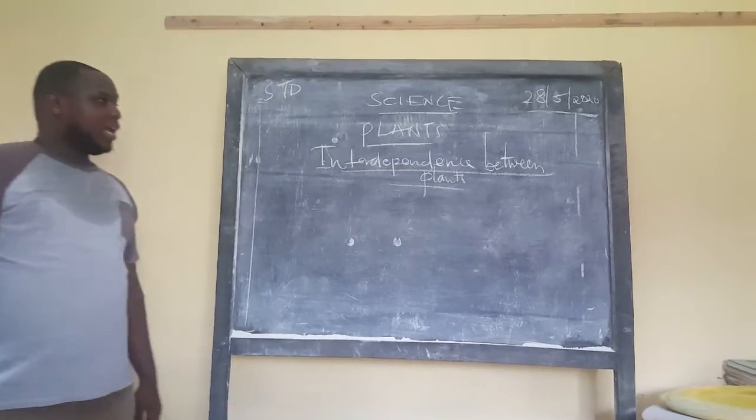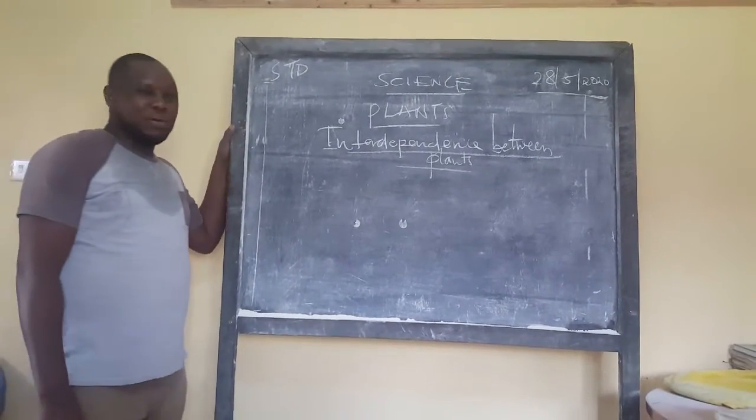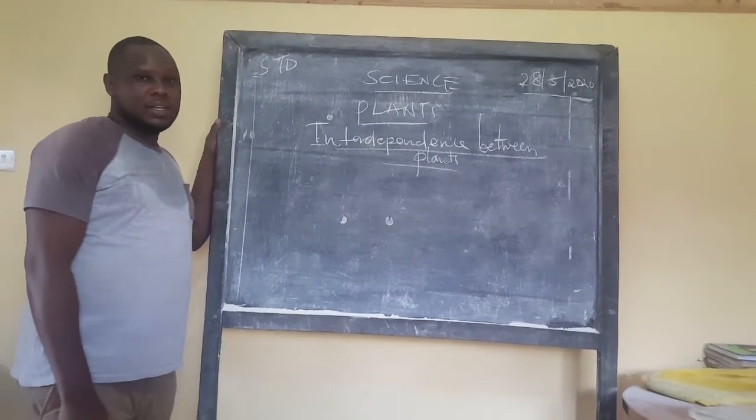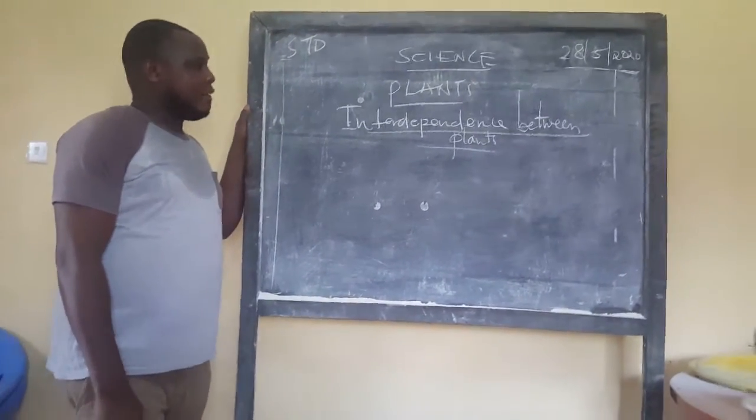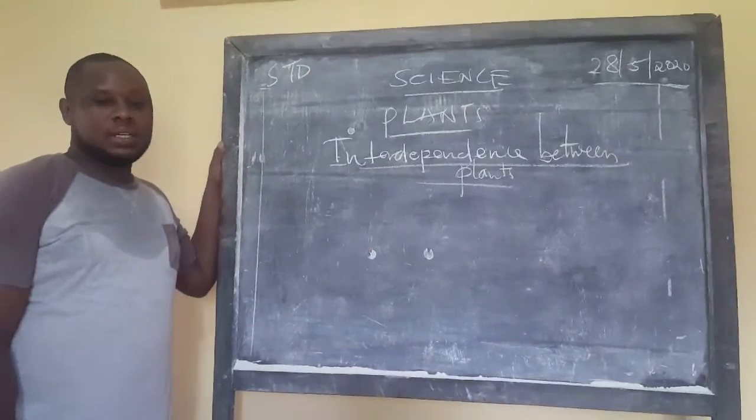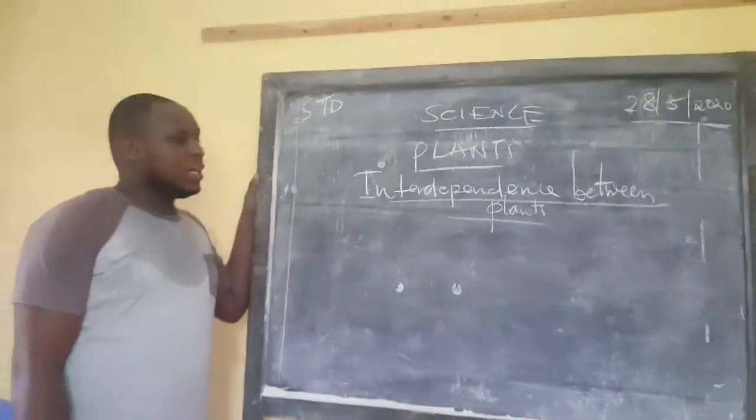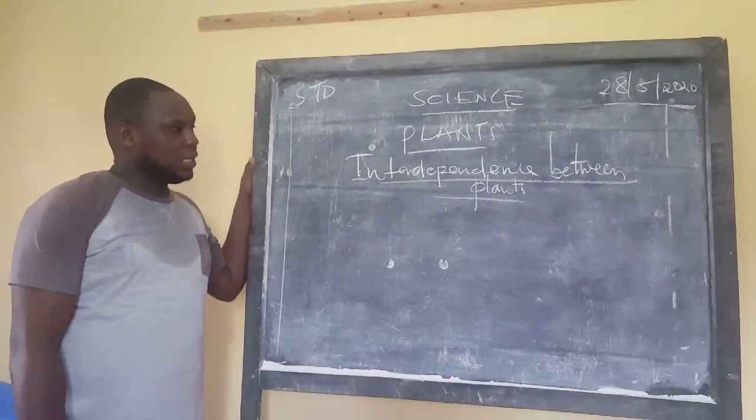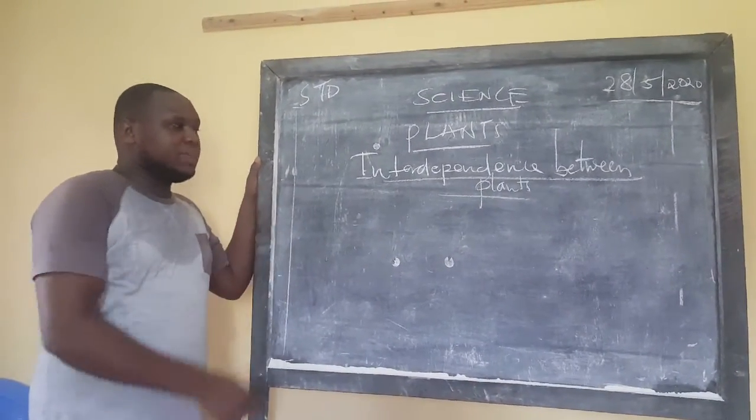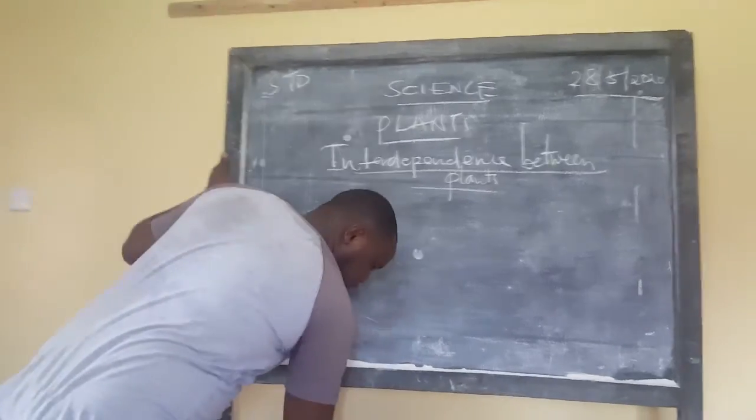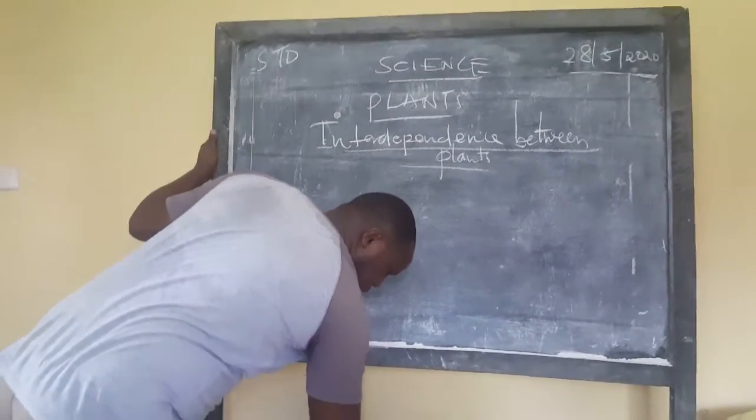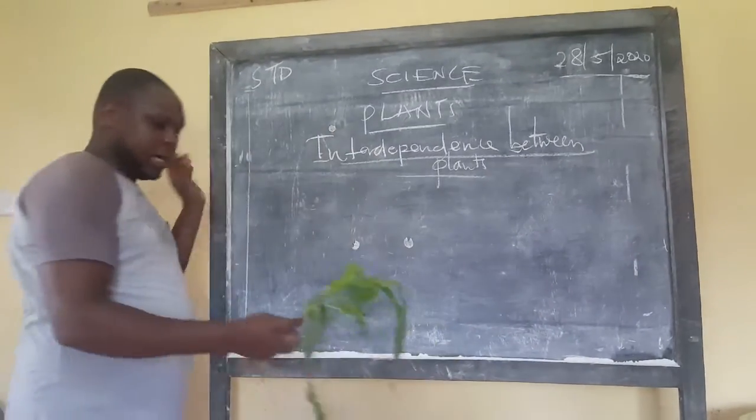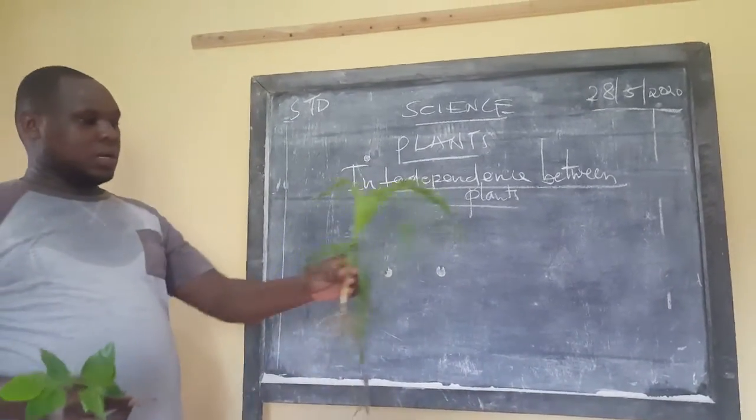Science lesson today, and as you can see on the board, I've written plants. In our lesson today, we are going to look into interdependence between plants. Before I explain what interdependence means, I would like to show you some few plants here. Maybe you have come across some, others you may not have come across.